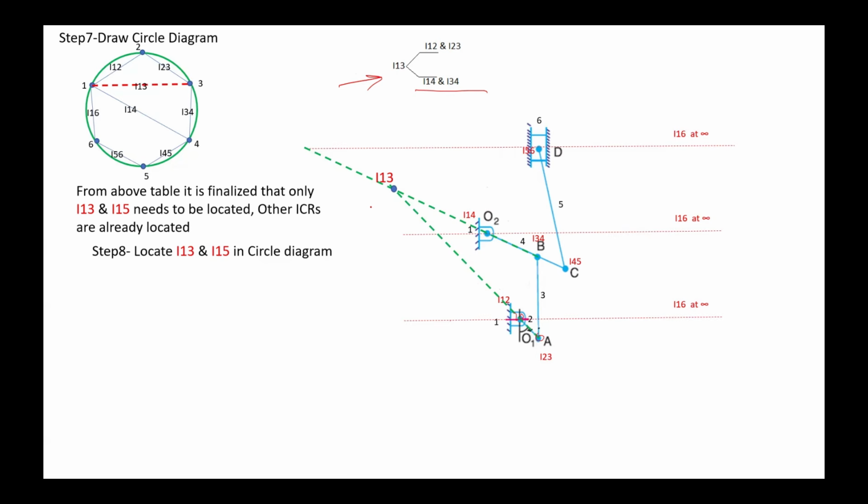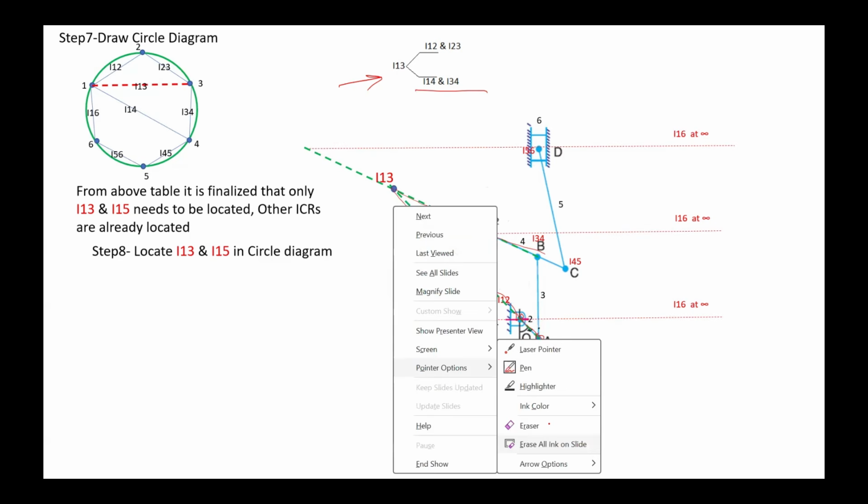What Kennedy says: if three links are having relative motion with each other, they will form three ICRs, and those three ICRs will be in line. See, this I13 is in line with 14 and 34. I13 is in line with 1, 2 and 2, 3. This is Kennedy's theorem. So we have located the I13.